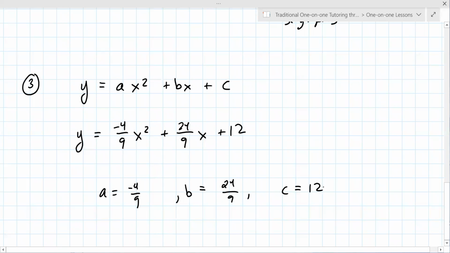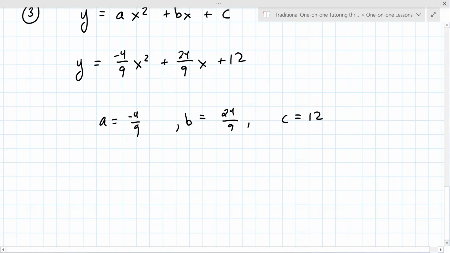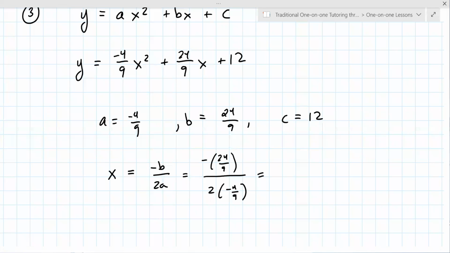So one approach to doing these problems, which is very robust, it will always work, is to just find all the things that I just mentioned. It's to say, okay, x is minus b over 2a. This is the x coordinate of the vertex, and you just find it. You just say, okay, well, it's minus 24 over 9 over 2 times minus 4 over 9, and you calculate that. Now, are you comfortable putting this into the calculator?